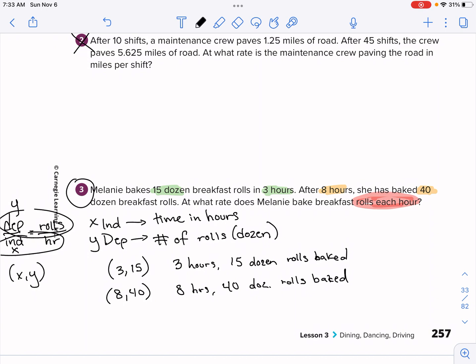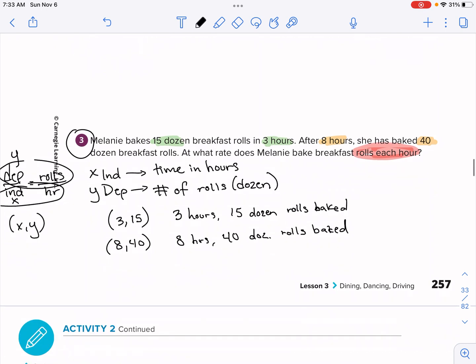Okay, now comes the time that we're going to set this up. Let's subtract our y. So we're going to put 15 minus 40. I'll start at the top one this time. That means that for the x, I got to start on the top one. So this is 3 minus 8.